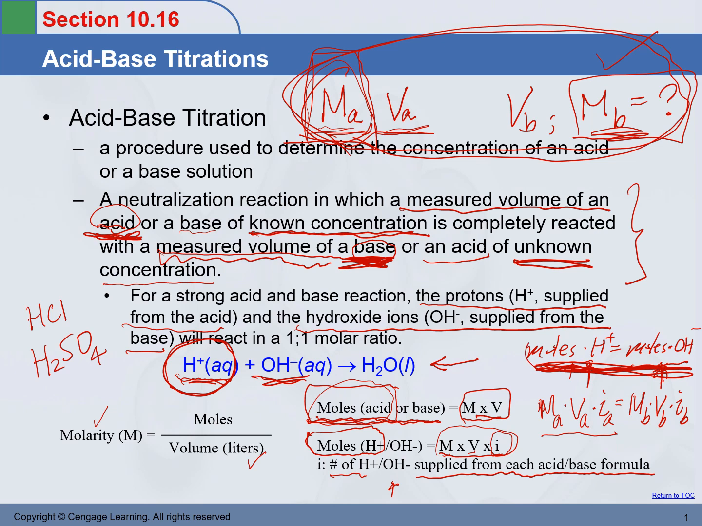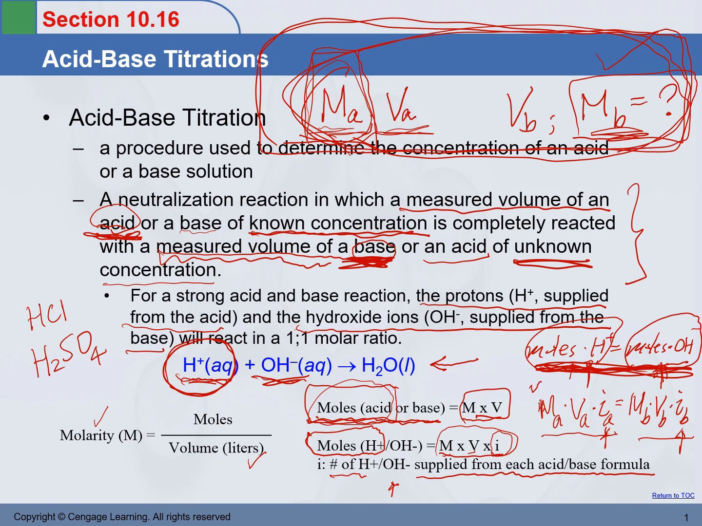This is the moles of proton. This is the moles of hydroxide. Now, IA, IB, you know them from their formulas. As long as you know the formulas, you know the I. In this case, in our example, we're talking about using acid to titrate base.